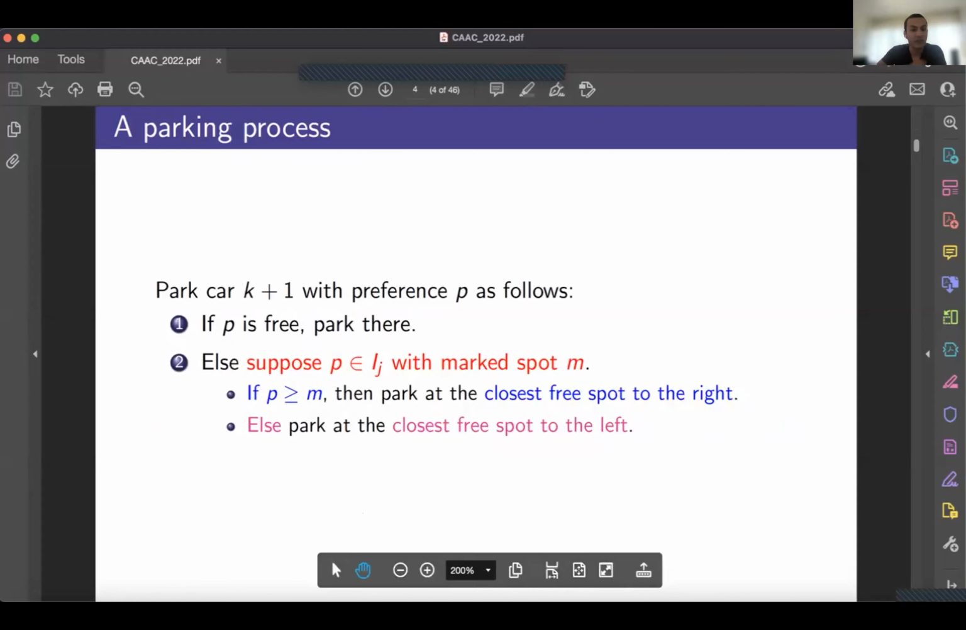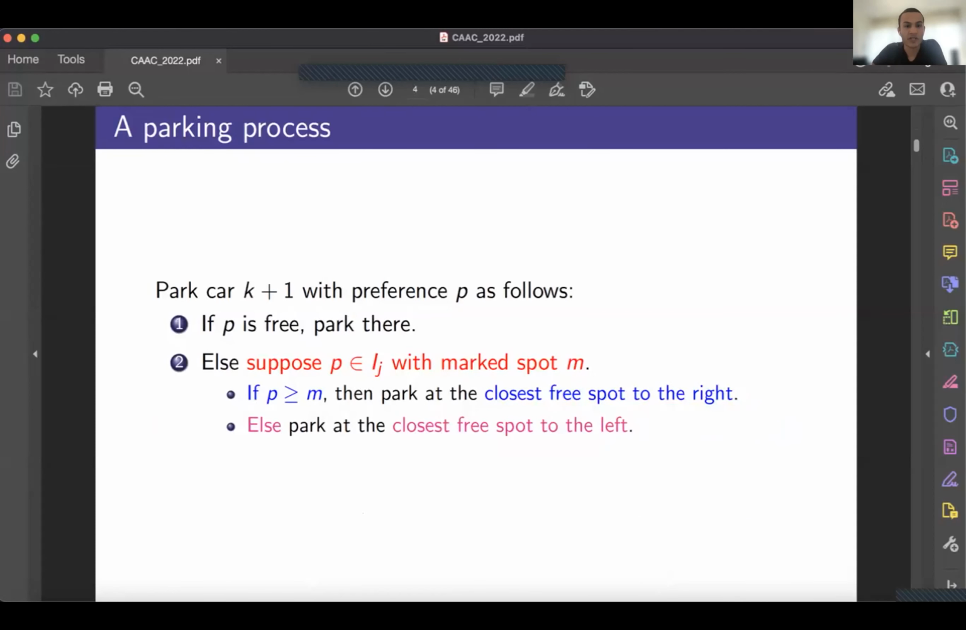So here's the process. Once k cars have parked, the k+1th car comes in. It starts out at negative infinity, and it probes for a position to park. If a spot is free, it takes it. Otherwise, the spot is taken, and it belongs to a maximal interval of occupied spots.